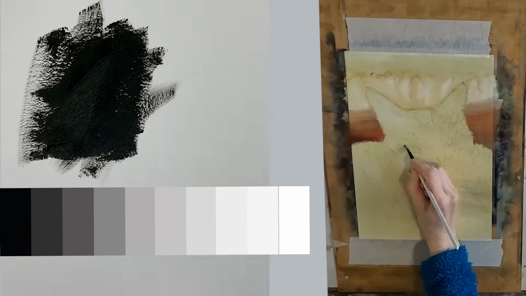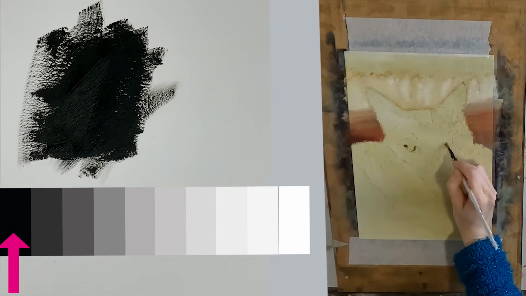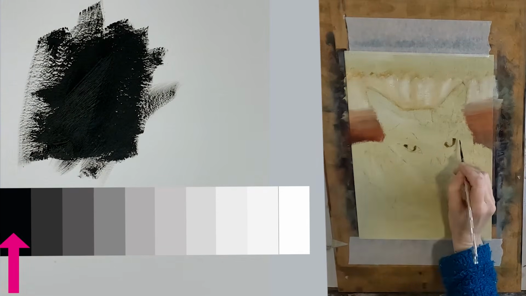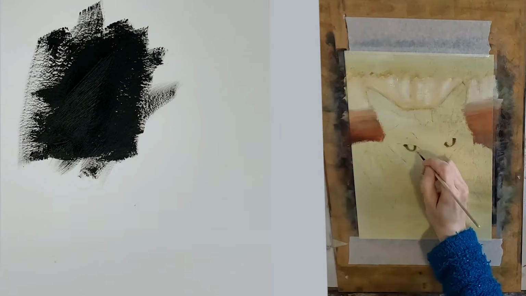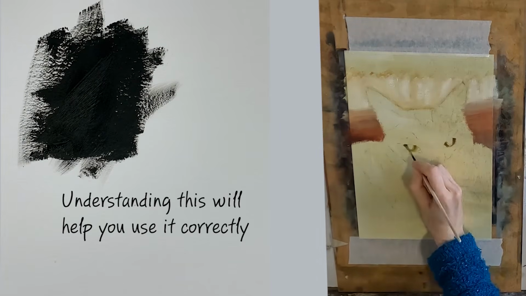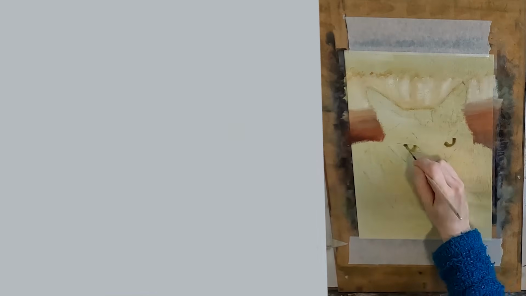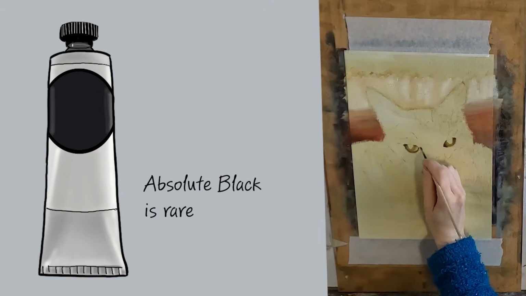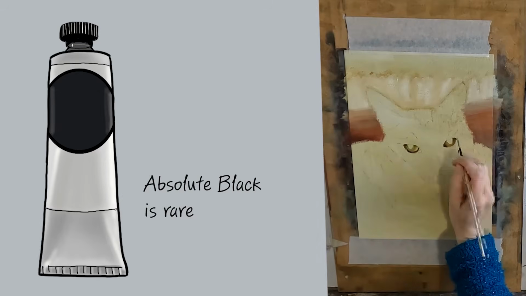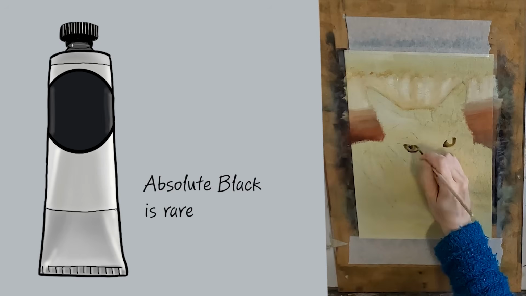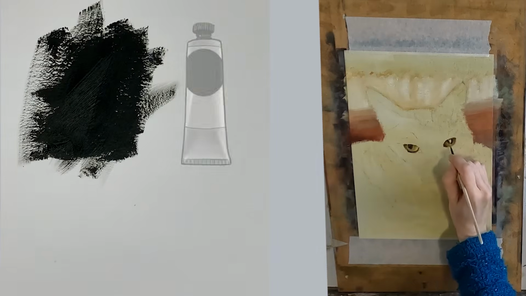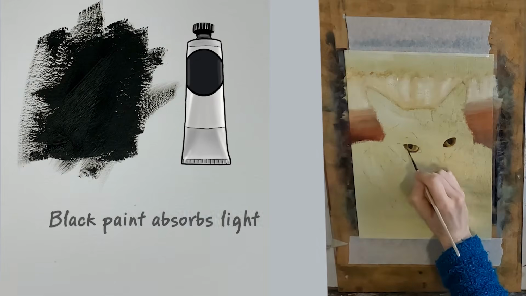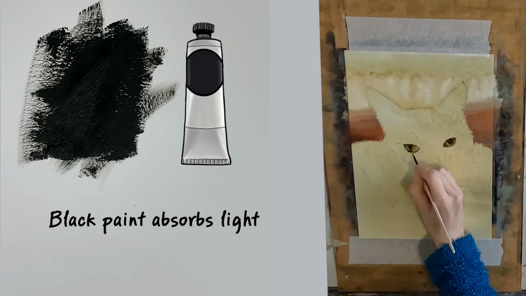As a value, black is the darkest point on your scale of light to dark. Even when mixed with other colours, it can shift the perception of depth, weight and contrast. Understanding this will help you avoid overusing black and flattening a painting. The misconception of absolute black. True absolute black is rare in pigments. Most black paints are actually very dark mixtures of coloured pigments. Using pure black straight from the tube often produces flat, lifeless areas because it absorbs light rather than reflecting it.